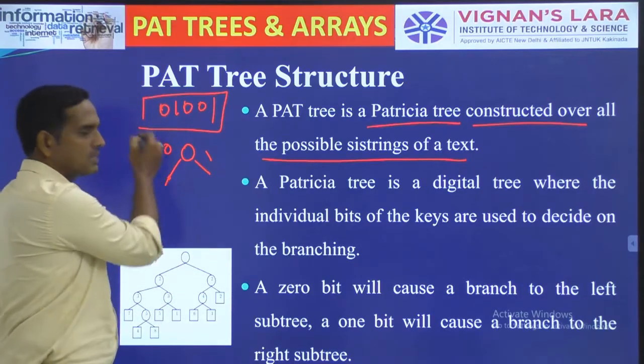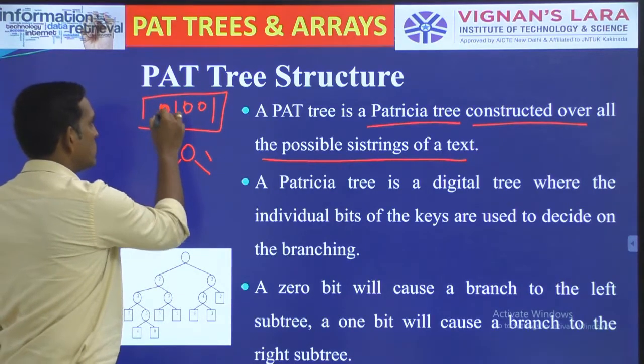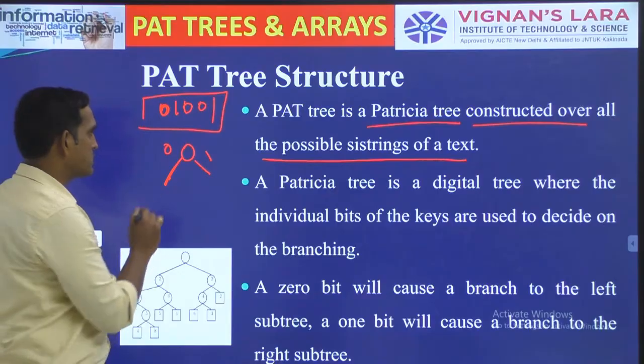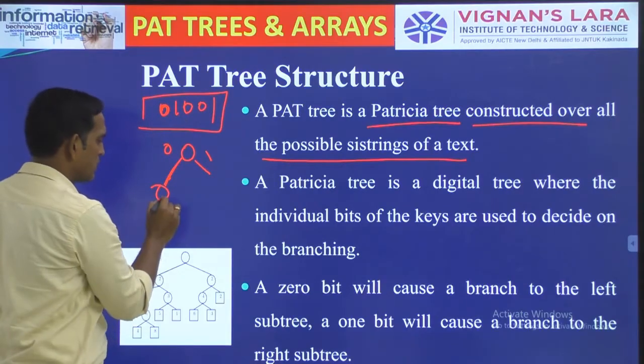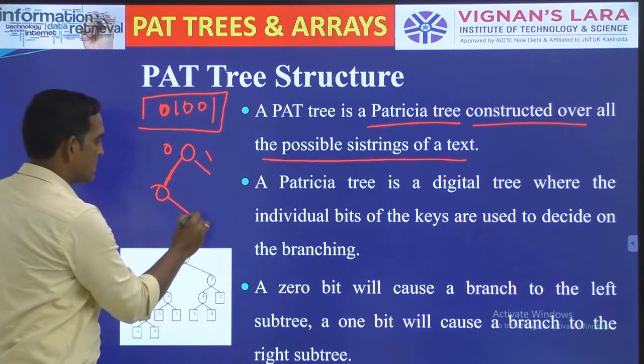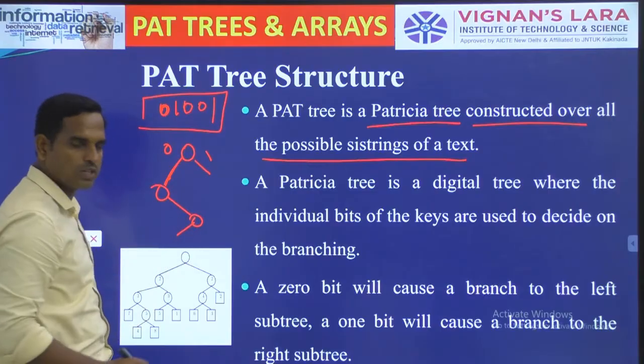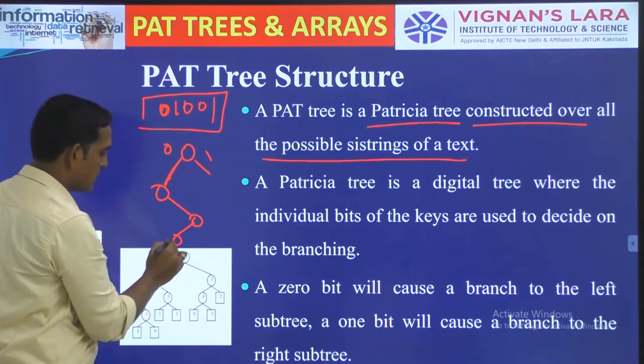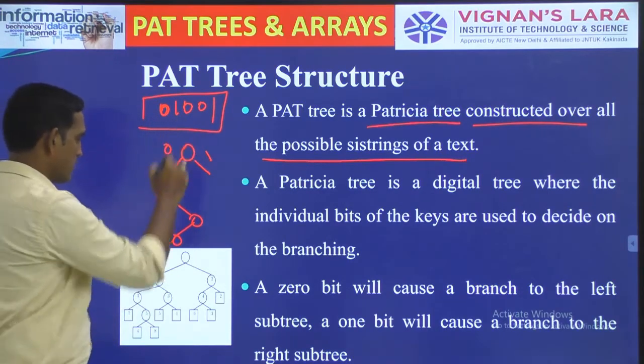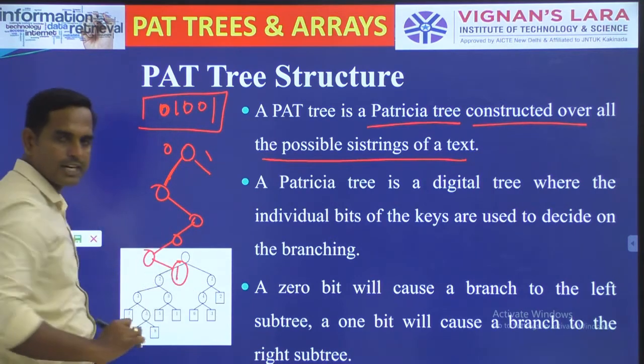So if you are taking this as the key, when I encounter 0, I have to go to the left branch. Then if I encounter 1, I have to go to the right branch. Then if I encounter 0, I have to go to the left branch. I have another 0, I will go to the left branch. I have another 1, I will go to the right branch.